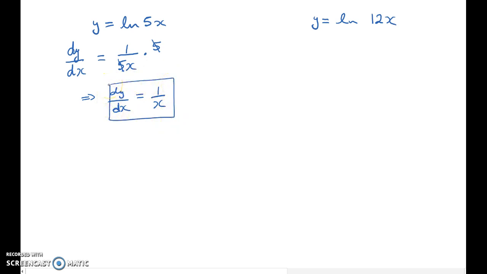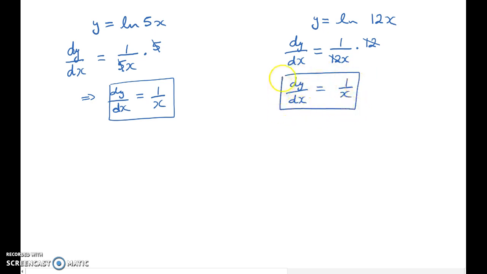Okay. On this side, something similar happens, dy dx. If we differentiate log, we're going to get 1 over whatever comes next, 12x. And then we have to differentiate the 12x. That's going to give you 12. And the 12's will cancel, and you have 1 over x. So it presents us with a rather tricky problem. We started with two different equations, but we've ended up with the same derivative. So let's see how that makes sense.